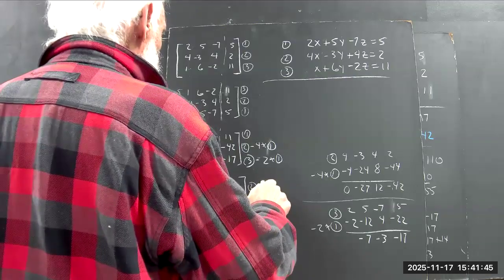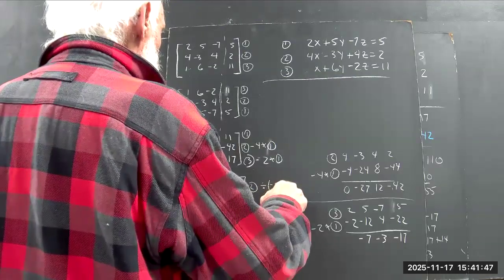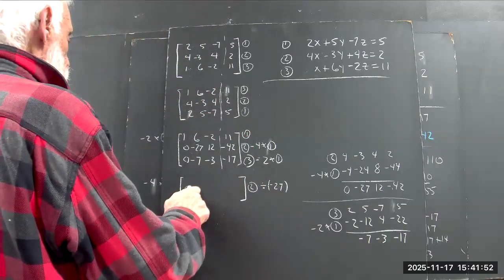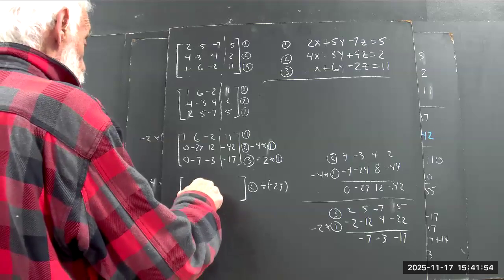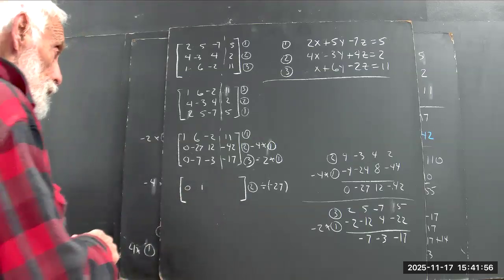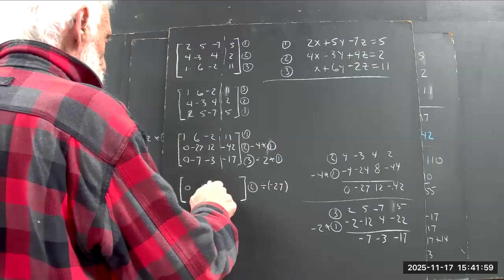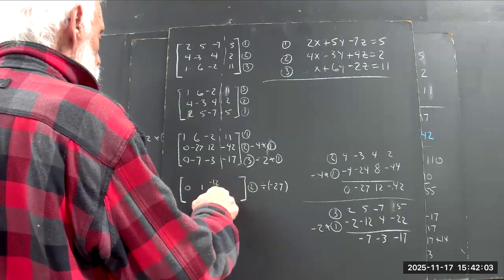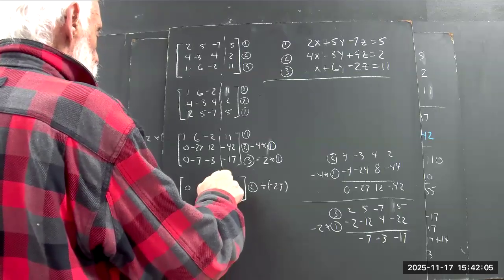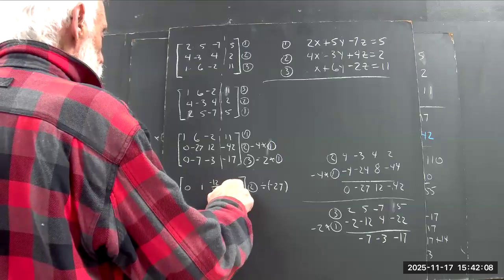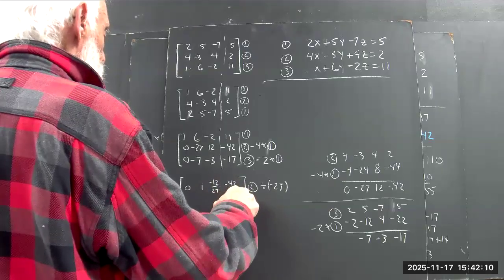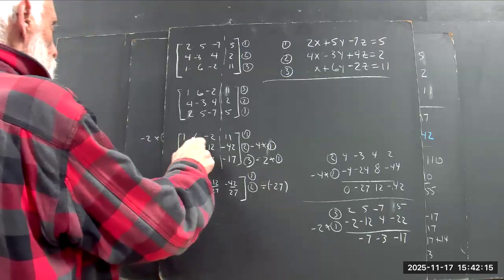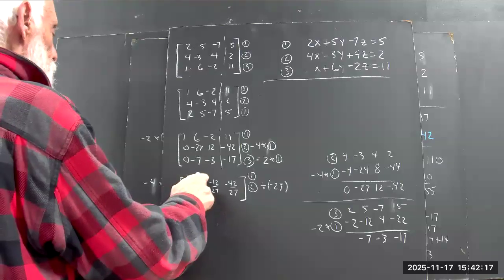I'm going to do the second row divided by -27. This 0, it's going to give us 1, that's going to be convenient. But then it's going to give us -12 over 27. And -42 over 27. Now that's our second row. Our first row is going to be as it was.